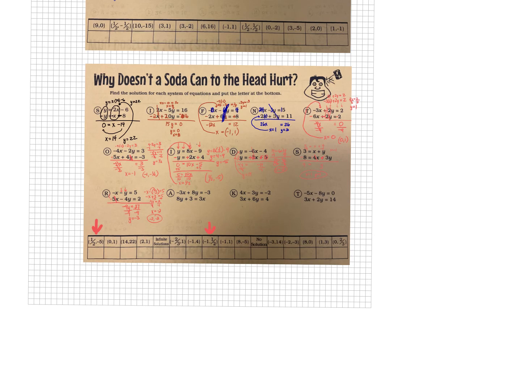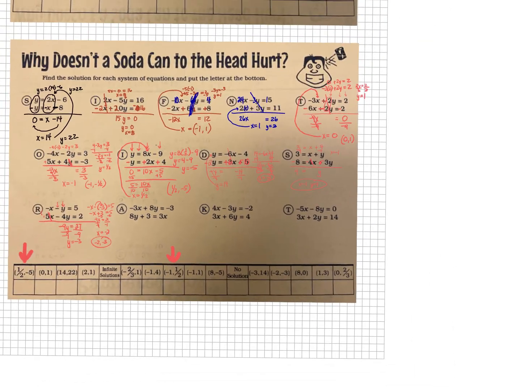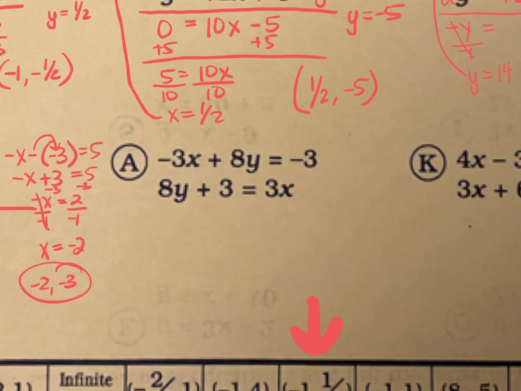Did I mess that up? No, it's there. Okay. Let's see. Next one. This one's kind of tough in that the columns aren't lined up. Right? So here's what I'm going to do. I'm going to take this guy over here and rewrite it.